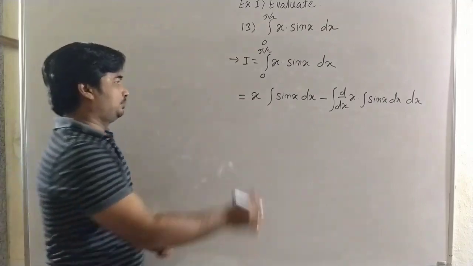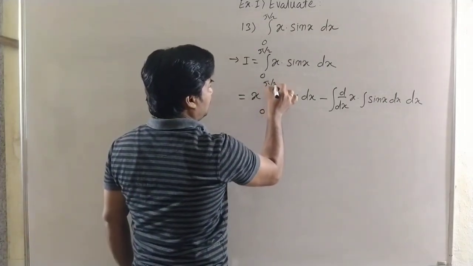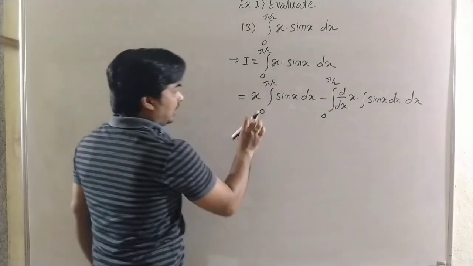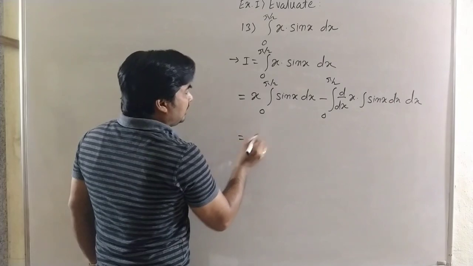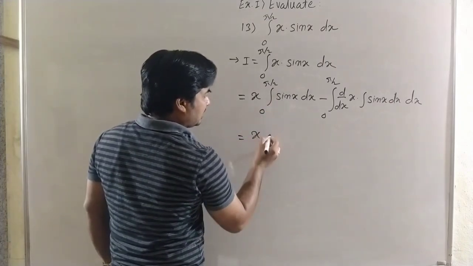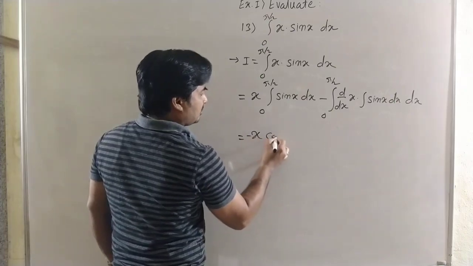It is the only formula for u into v, but here the limit is 0 to pi by 2. Okay, here we can write the limit 0 to pi by 2, and here 0 to pi by 2. Here we can take x into integral of sin x, it is minus cos x. So we can write here minus cos x.